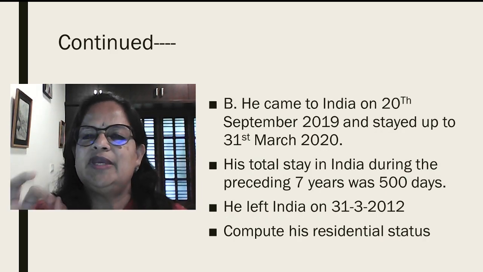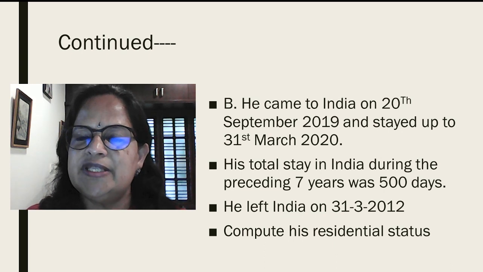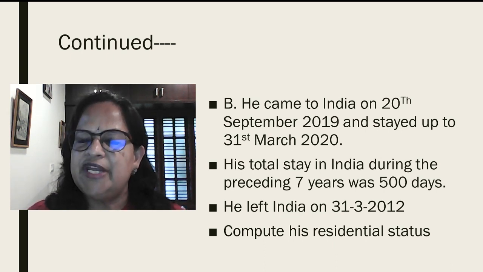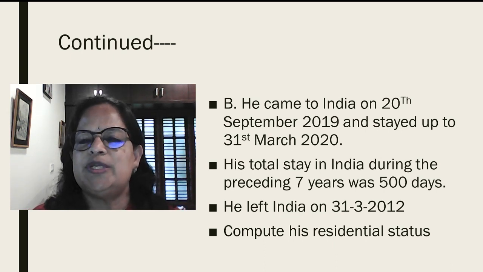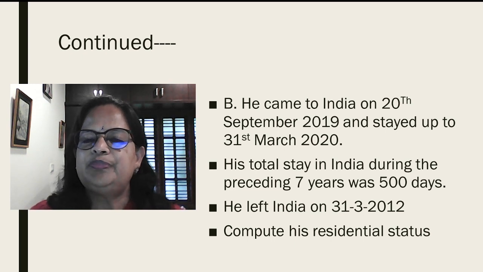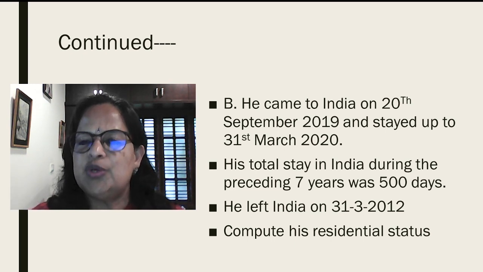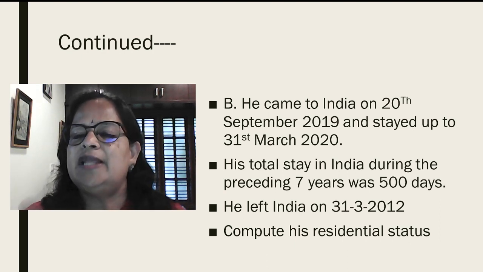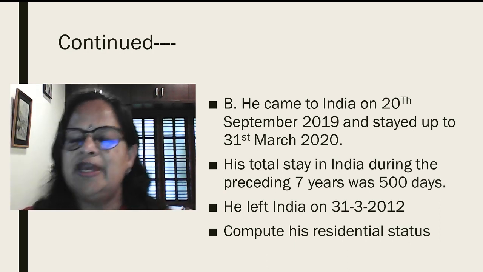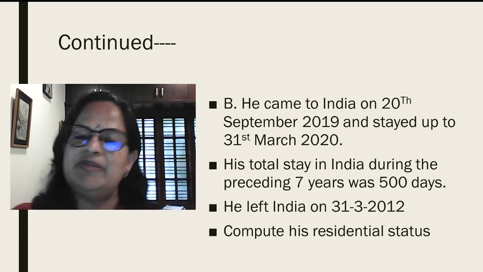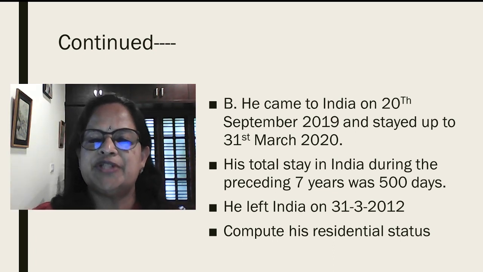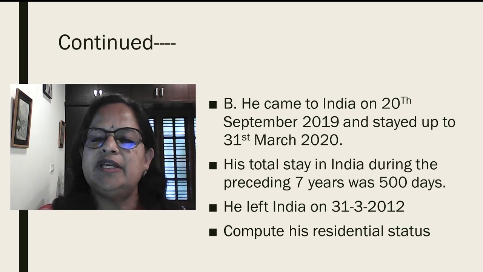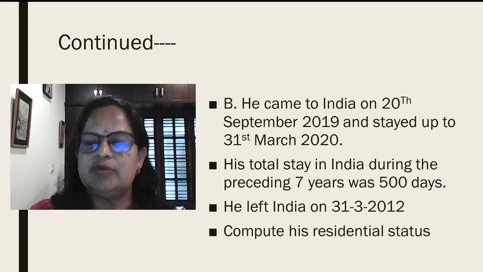The second part is, he came to India on 20th September 2019 and stayed up to 31st March 2020. Another point is, his total stay in India during the preceding 7 years was 500 days. The information given in the last question was related to the previous computation; this computation is different. He left India on 31/3/2012. Compute his residential status. So this is the question.